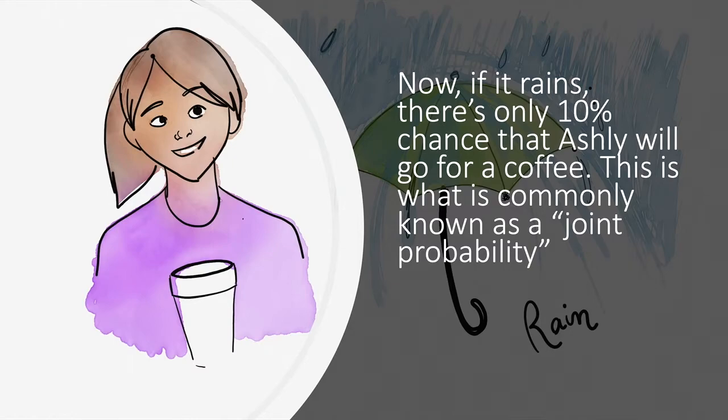Right now, we know the probability of rain. We know the probability that Ashley will go for coffee, and we know the probability that Ashley will go for coffee if it rains. But do we know the probability of Ashley not going for coffee if it doesn't rain? Even though it doesn't seem like we do, we actually certainly do know that.